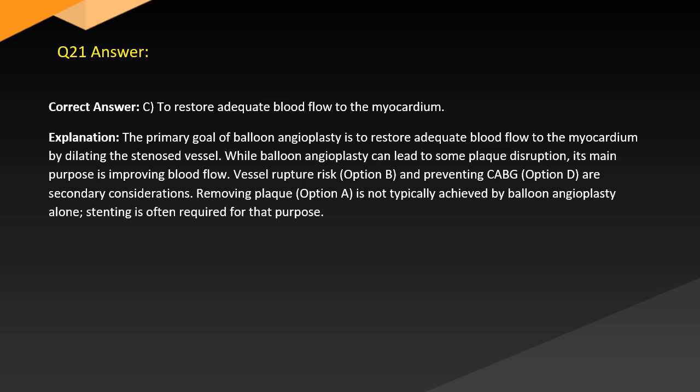Answer. Correct answer. C. To restore adequate blood flow to the myocardium. Explanation. The primary goal of balloon angioplasty is to restore adequate blood flow to the myocardium by dilating the stenosed vessel. While balloon angioplasty can lead to some plaque disruption, its main purpose is improving blood flow. Vessel rupture risk, option B, and preventing CABG, option D, are secondary considerations. Removing plaque, option A, is not achieved by balloon angioplasty alone. Stenting is often required for that purpose.